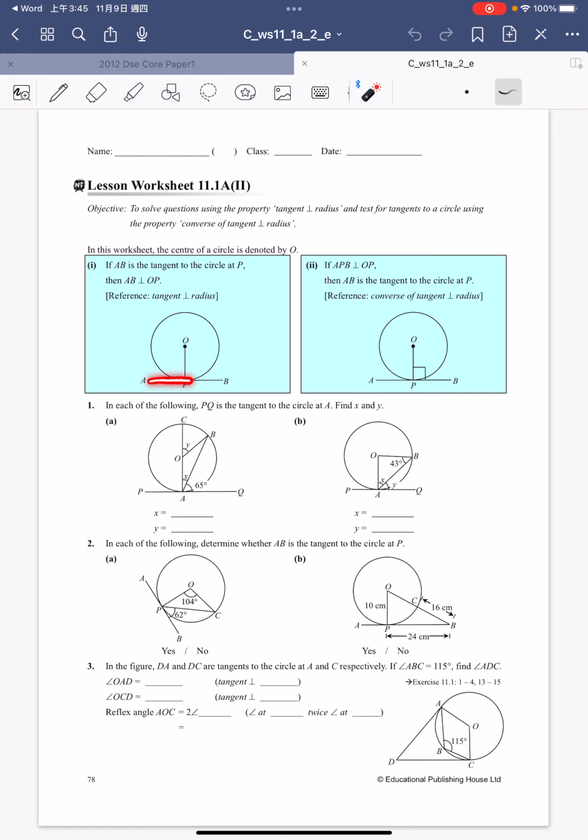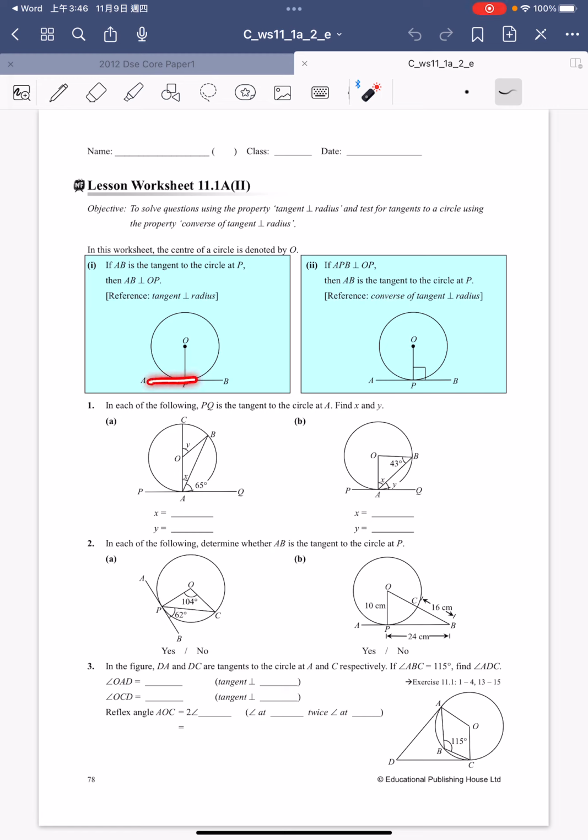This tangent line is actually perpendicular to the radius, so that we have the right angle here. We call it the tangent perpendicular to the radius. That's the main theorem we need to know in this chapter. Another thing is that if we have a right angle, it means that AB is actually a tangent. That's the converse.